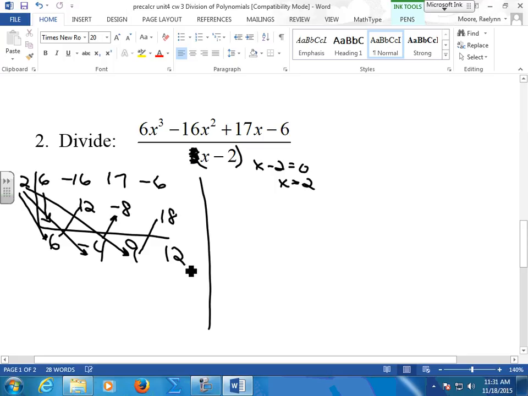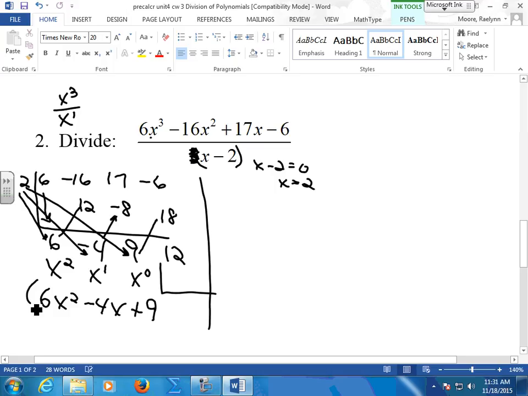12. Okay, now, front end. My highest in my numerator was an x to the third. My highest in the denominator was an x to the 1. Say it real simple. What is x to the third over x to the 1? X squared. So this guy's going to start with an x squared, then an x1, then an x0. Oh, he's my remainder. So here's my answer. 6x squared minus 4x plus 9 plus 12 over my denominator, x minus 2.